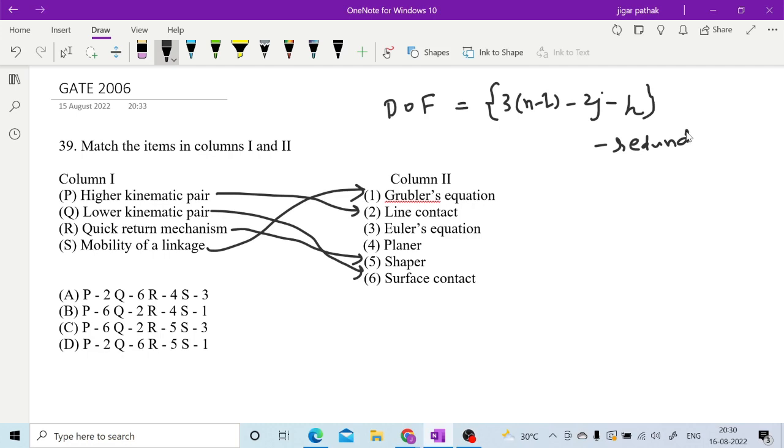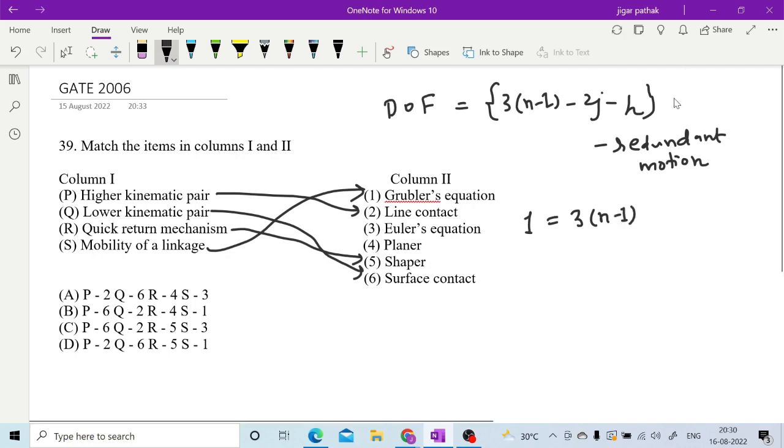What is Grubler's equation? Grubler's equation is whenever you are having degree of freedom as 1 and your number of higher pairs is 0, at that time you can have your Grubler's equation from this equation. This is known as actually Kurzbach criterion. This is Kurzbach's criterion.